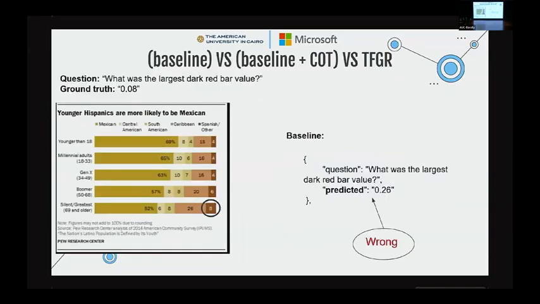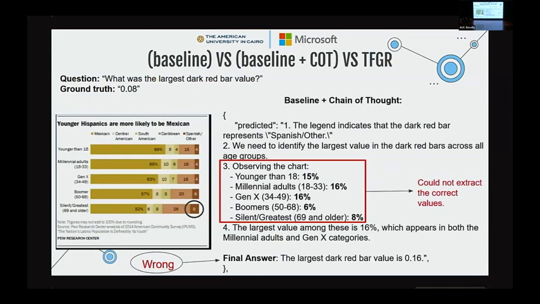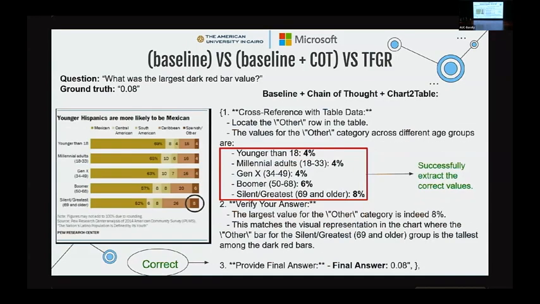To show how the table extractor actually improves the accuracy, we first tested the baseline model with this chart image along with the question, what was the largest dark red bar value? The ground truth was 0.08. The baseline model incorrectly predicted 0.26. Also, when we tried the baseline with the chain of thought, it didn't answer correctly because it couldn't extract the red bar values from the chart image. However, when we combined the baseline with the chain of thought and the chart-to-table extractor, the model looked at the extracted table, saw the precise values for the dark red bar in the chart image, and easily identified the correct answer. And now my colleague Magd will continue with the results.